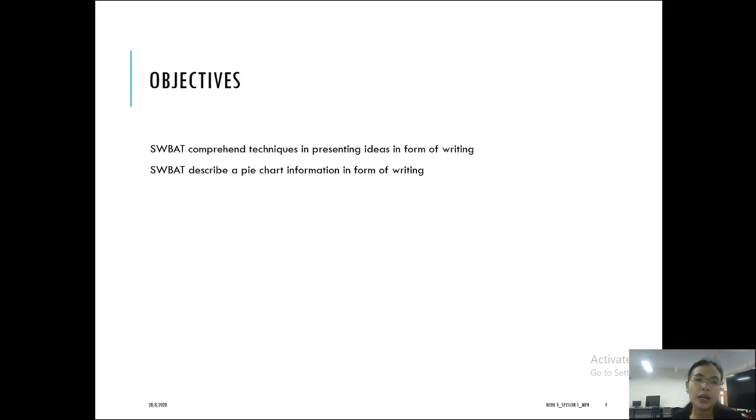Now we move on to the objectives of today's meeting. As I've mentioned, the topic is about production, and what is the objective? The first one is for you to be able to comprehend techniques in presenting ideas in the form of writing, and then you will also be able to describe pie chart information in writing. So at the end of this week's material, we hope that you are able to produce a piece of writing telling how to present a pie chart.